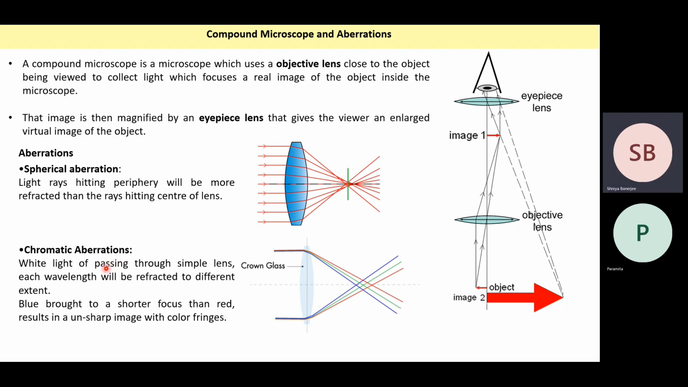Another aberration that is often present in microscopes is called the chromatic aberration. Here, white light, when passing through the simple lens, has each of its wavelengths refracted to a different extent. While the blue wavelength meets at a focus point which is short, the red wavelength meets at a focal point which is long. Like this, the white light which enters the lens is split up into its component wavelengths, and again you will get a blurry, color distorted image. So this is another common aberration that is present in the lens of the microscope.